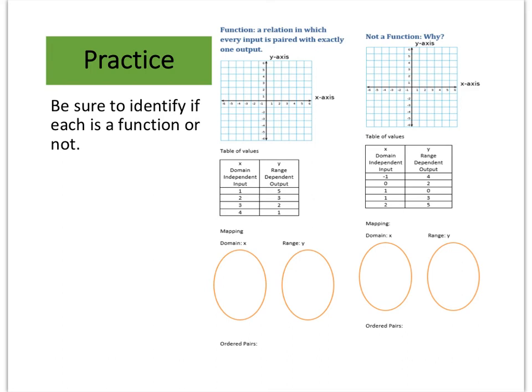All right, in about 3 seconds, I'm going to reveal the answer to this, and then the video is going to be over. So if you haven't yet, please pause the video, try these out, and in 3, 2, 1, answer.